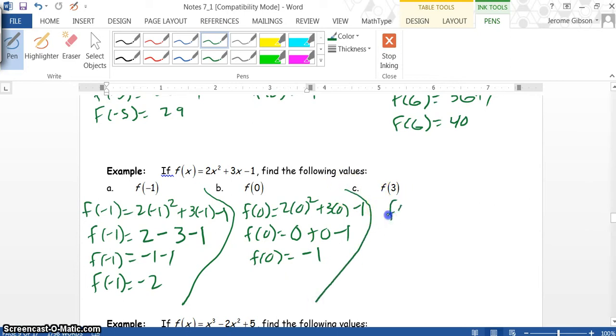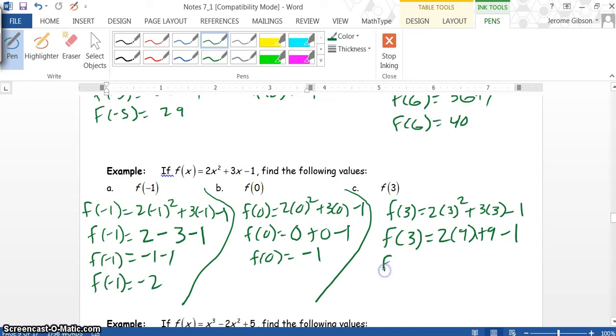Now we will have f of 3 is equal to 2 times 3 squared plus 3 times 3 minus 1. So f of 3 is equal to 2 times 9 plus 9 minus 1. So we have f of 3 is equal to 2 times 9 is 18 plus 9 minus 1. So f of 3 equals 27 minus 1. And f of 3 equals 26.